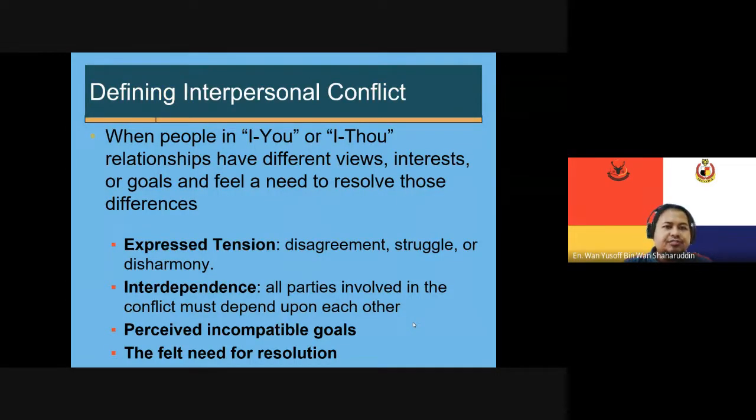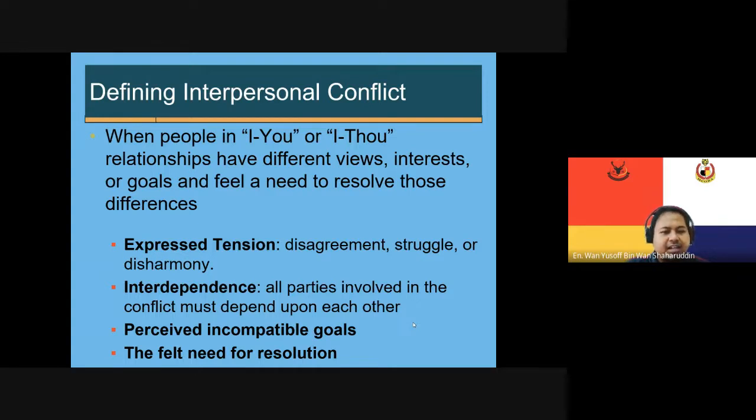Right, so how do we define interpersonal conflict? Usually in chapter 1, we have already defined the relationships that we have, which is I-you and also I-thou. So usually conflict occurs when people in an I-you or I-thou relationship have different views. They have different interests or goals and feel a need to resolve those differences. So usually in interpersonal conflict, there will be expressed tension, meaning that you're going to have disagreement, struggle, or maybe disharmony in your relationship. And also you're going to have interdependence, whereby all parties are involved in the conflict and they must depend upon each other in order to resolve the conflict.